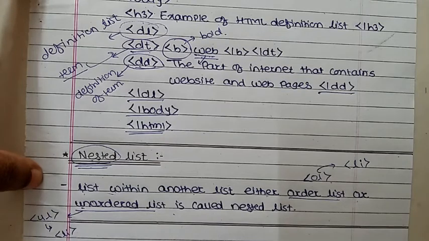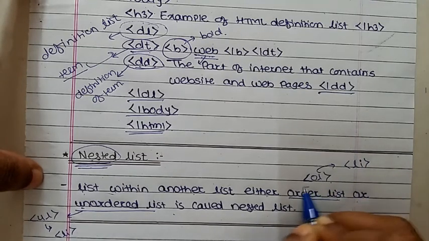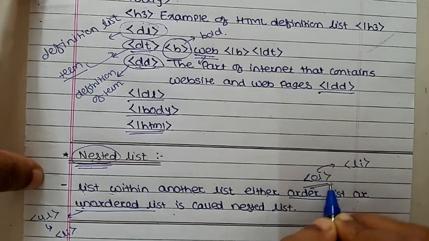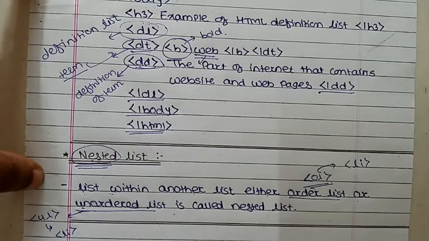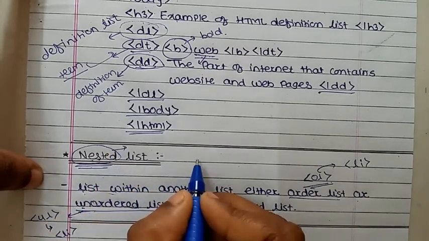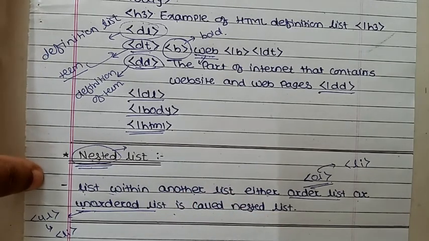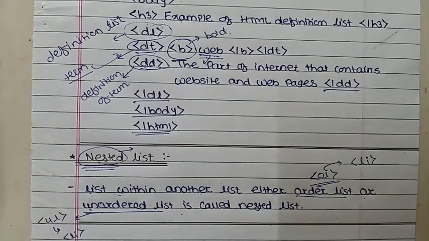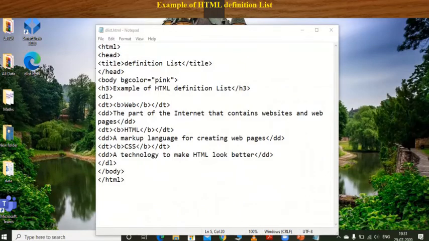We have already seen the ordered list, how to create the program of an ordered list and an unordered list. We have to apply only the list within the list. So we will see this with the help of the execution of the program. We will start this. We will see the execution of the definition list.